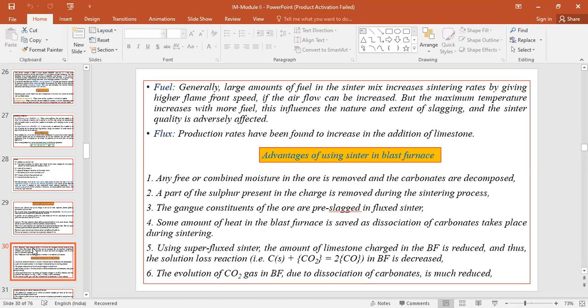Another thing is the fluxes. Just now we have seen the amount of fluxes we need to add. That will decide its mineralogy, and certainly production rates will be increased if you add an optimum quantity of fluxes in the sinter.